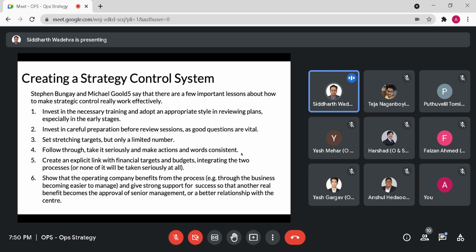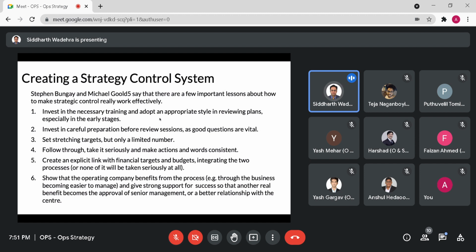All right, again, I think Mangai and Michael Gould had a few thoughts around how you can control a strategy, how you can make a strategy control system. Again, I think this is an adaptation of the balanced scorecard only, and specifically they have prescribed a 5-6 step approach where they say that for an organization to achieve all the appropriate metrics defined in the balanced scorecard, they need to, one, invest in necessary training and adopt an appropriate style in reviewing, especially in the early stages.